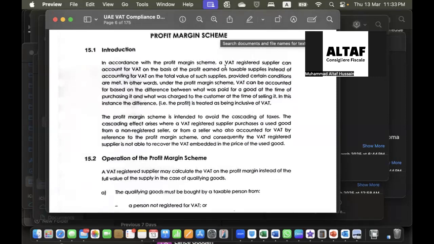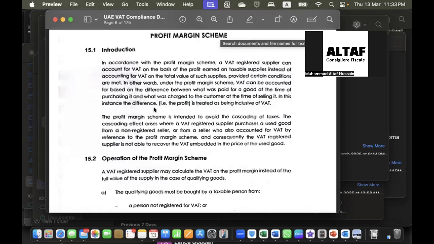In accordance with the profit margin scheme, a VAT registered supplier can account for VAT on the basis of the profit earned on taxable supplies instead of accounting for VAT on the total value of the supplies, provided certain conditions are met. In other words, under the profit margin scheme, VAT can be accounted for based on the difference between what was paid for a good at the time of purchasing it and what was charged to the customer at the time of selling it.